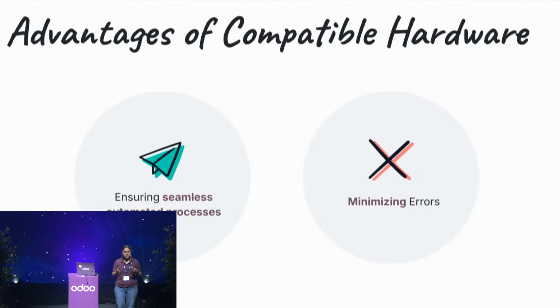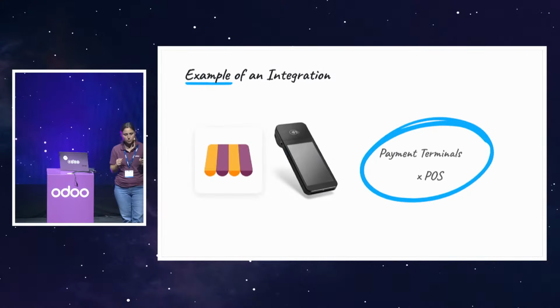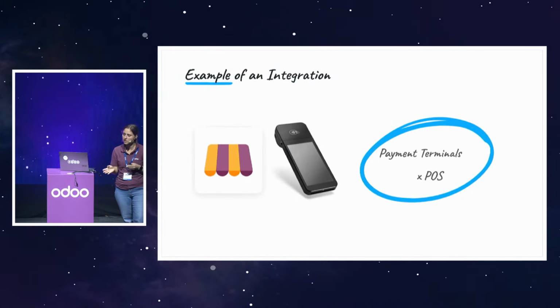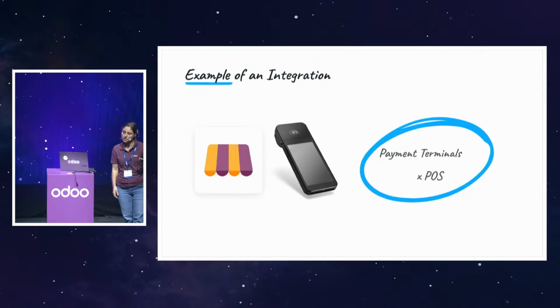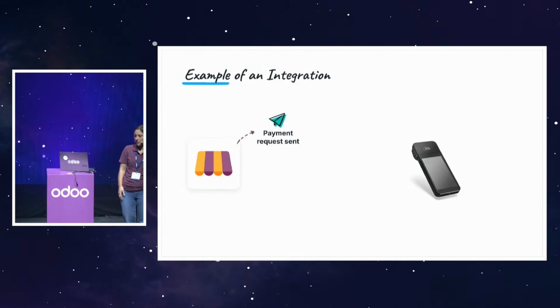Now, what are the advantages of having this integrated hardware? Well, it ensures seamless and automated processes, and it also helps you minimize errors. Let's take a simple example of integration so you get the idea behind that. Let's take the POS and the payment terminals. Here is how it works. That's the example of integration.